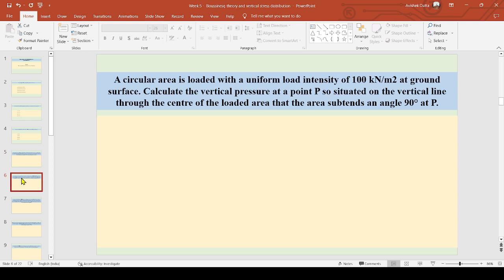A circular area is loaded with a uniform load intensity of 100 kN per meter square at ground surface. Calculate the vertical pressure at a point P situated on the vertical line through the center of the loaded area, such that the area subtends an angle of 90 degree at P.